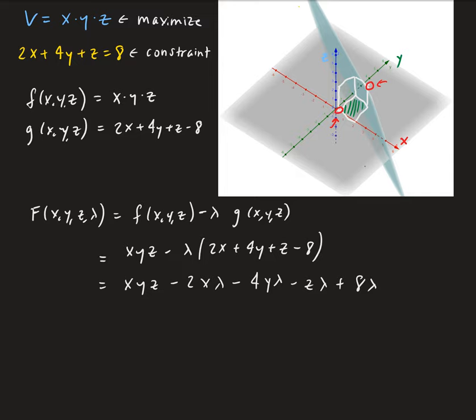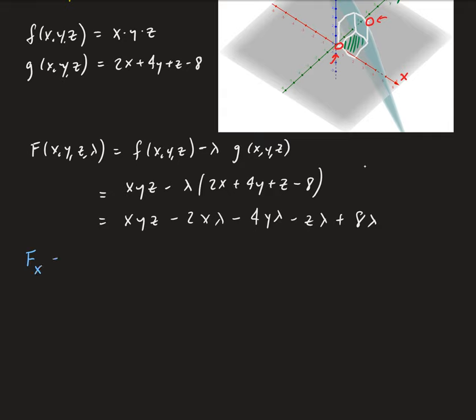Let's first take the partial of f with respect to x. We have an x here and an x here, so that means we're going to get yz minus 2 lambda. The next one is the partial of f with respect to y. We have this term and this term, so that's going to give us xz minus 4 lambda.